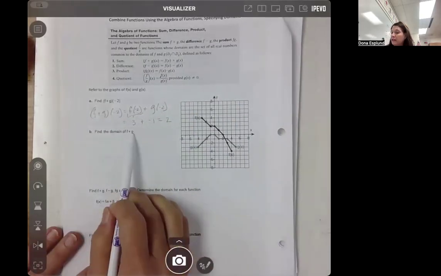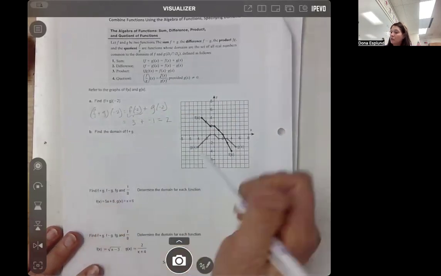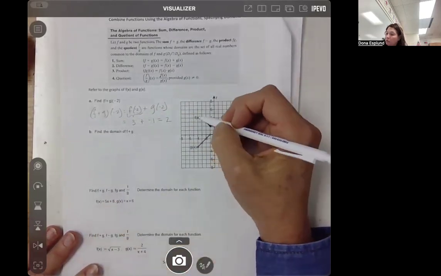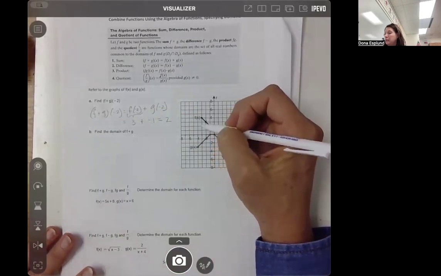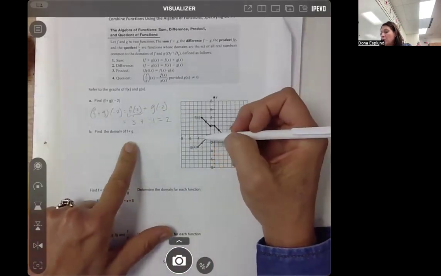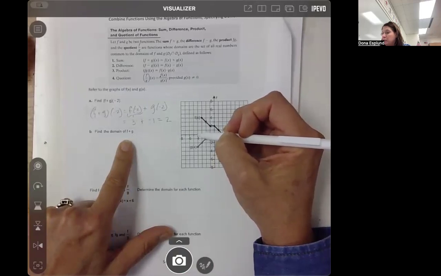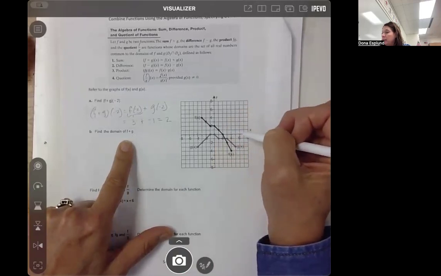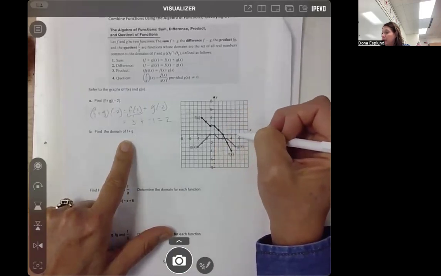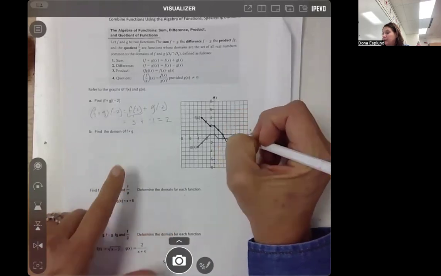If you wanted to find what is the domain of g plus f, remember all of these values here will have a point. So if I were to add these together, my farthest value here for x to the left would be 4, and then my furthest to the right would be 5. And so my domain is going to go from 4 until I hit 5.